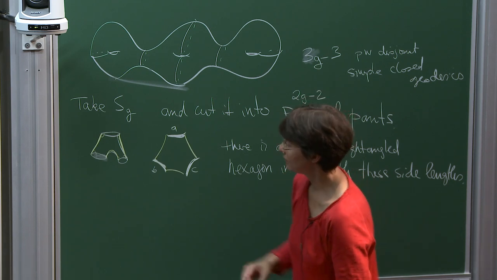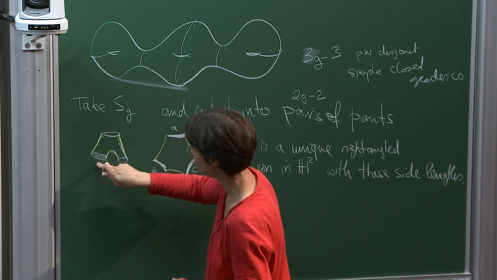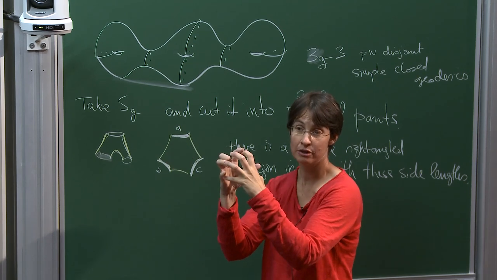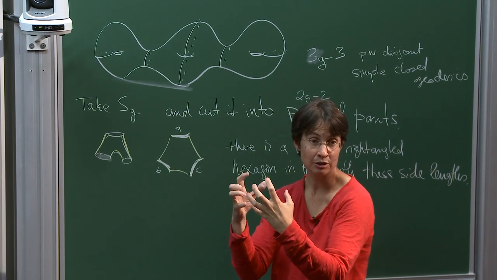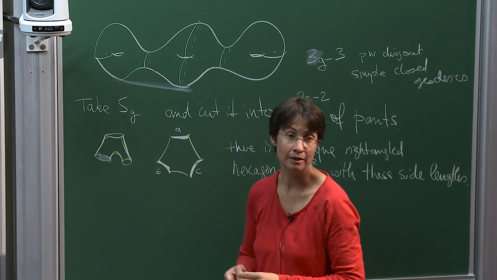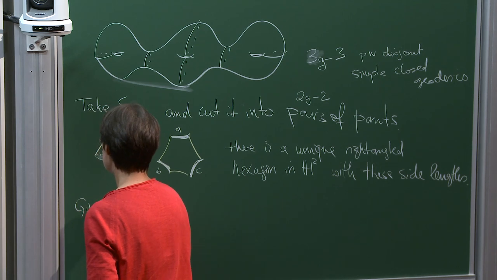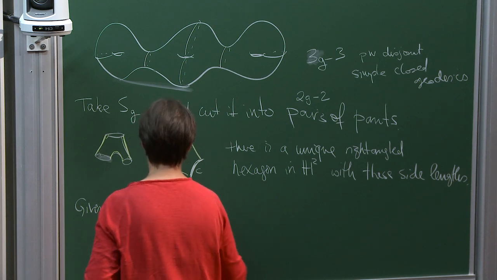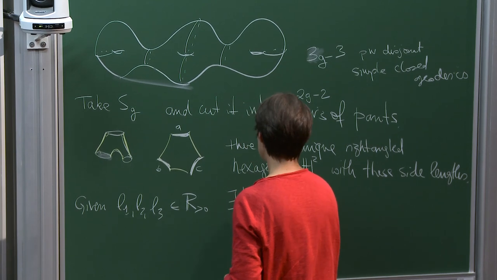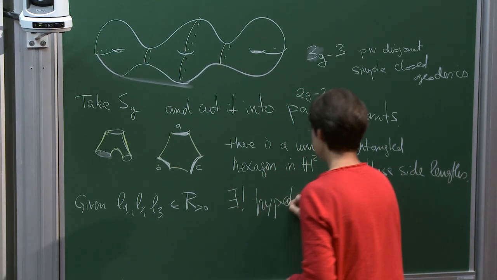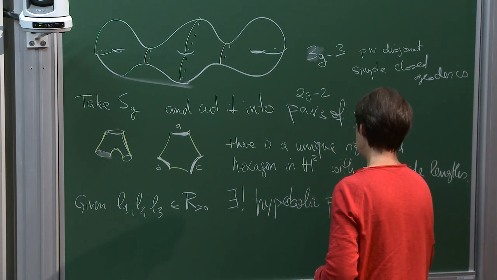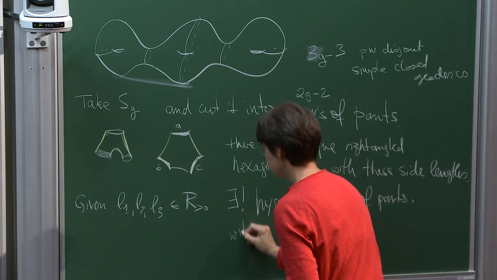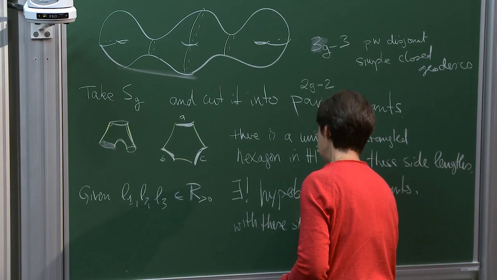And so now, whenever I specify for each pair of pants this side length, this side length, and this side length, I can construct these two right-angled hyperbolic hexagons, and I can glue them together, and I get a hyperbolic structure on this pair of pants with the prescribed side lengths L1, L2, L3. So given L1, L2, L3, any positive real numbers, there exists a unique hyperbolic pair of pants with these side lengths.